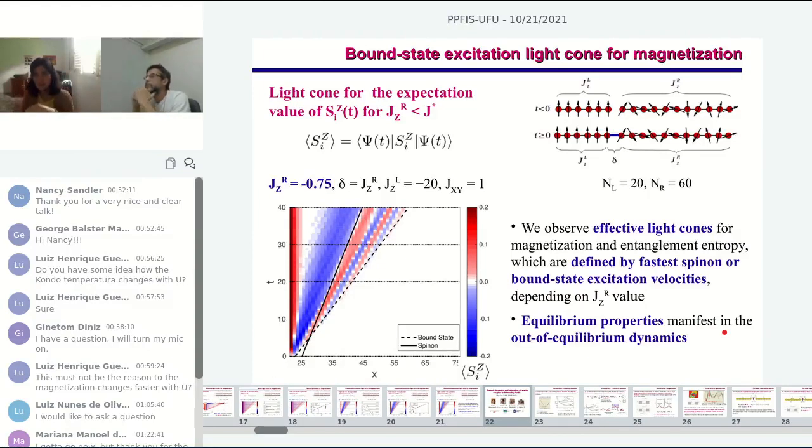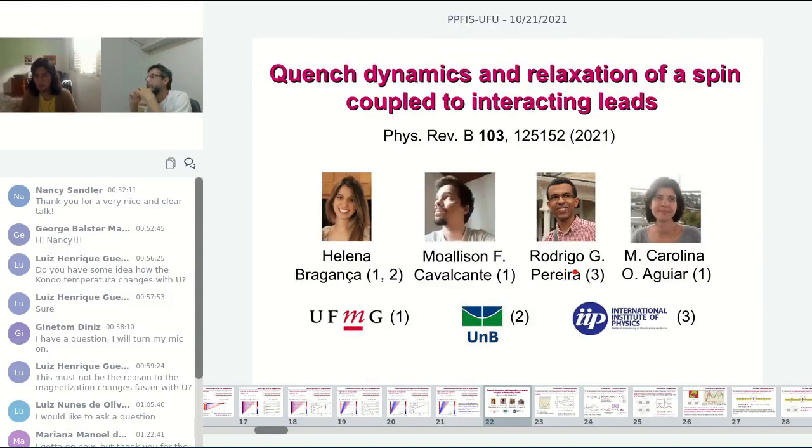In the second work, it's again a quantum quench, right? But now we consider a spin or an impurity coupled to interacting leads. This work involved Helena, who is now a professor in Brasilia, Mo Alisson, who is a current student of mine, and also Rodrigo, who is based in Natal. Helena got numerical results, and Mo Alisson got analytical results under the supervision of Rodrigo.